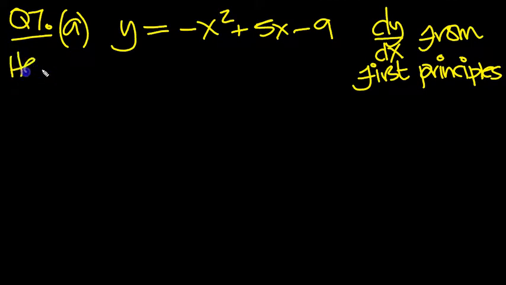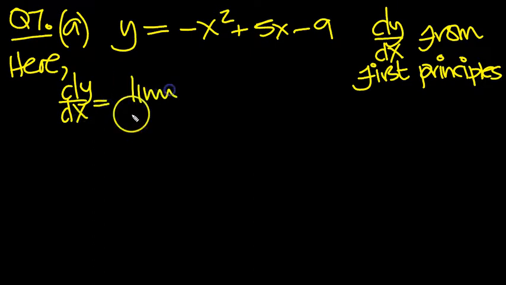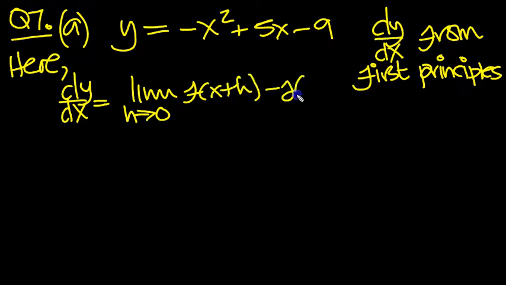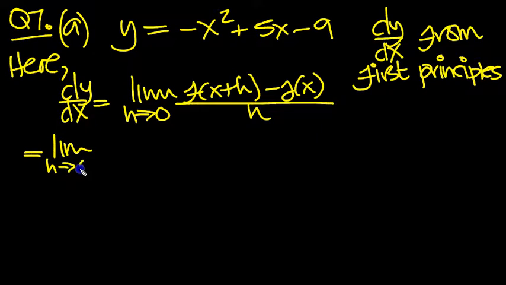So here, dy/dx then is equal to the limit as h tends to 0. So just write down the definition. It's f of x plus h minus f of x, all over h. And that equals then, give yourself plenty of room on the page because we're going to need it.